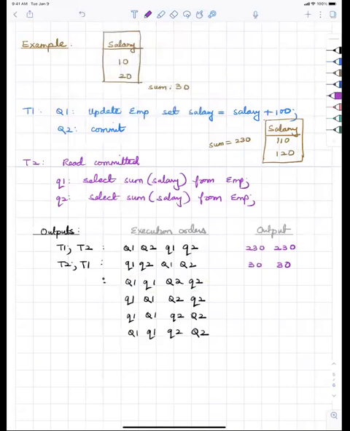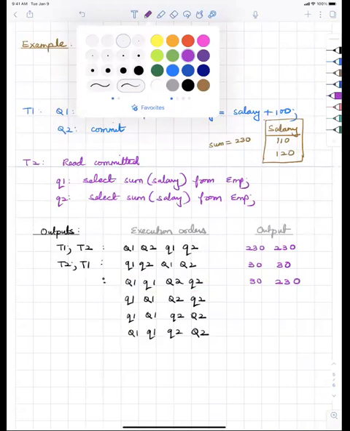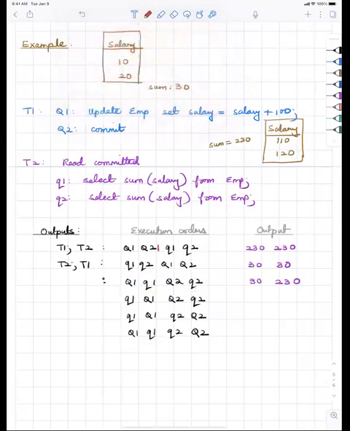Number 3, anyone? Should be 30 and then 230. Yes, 30 and 230 because it's reading. So we're going to assume that the commit is happening at all of these points. Okay, so commit. These are all commit points.